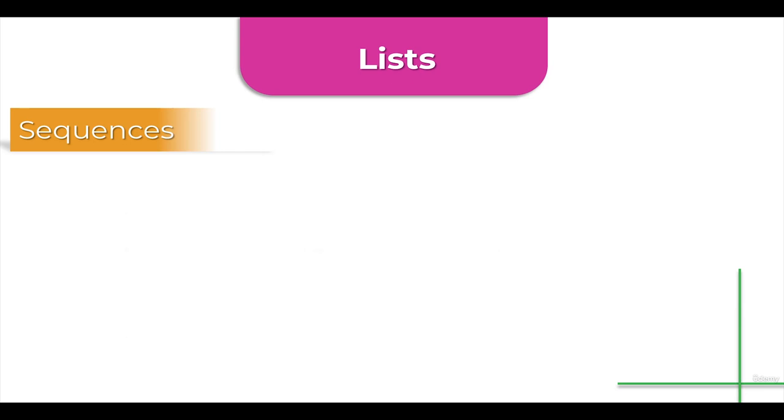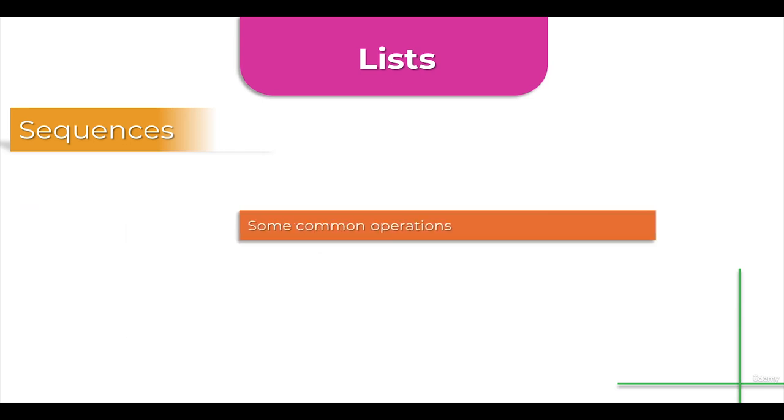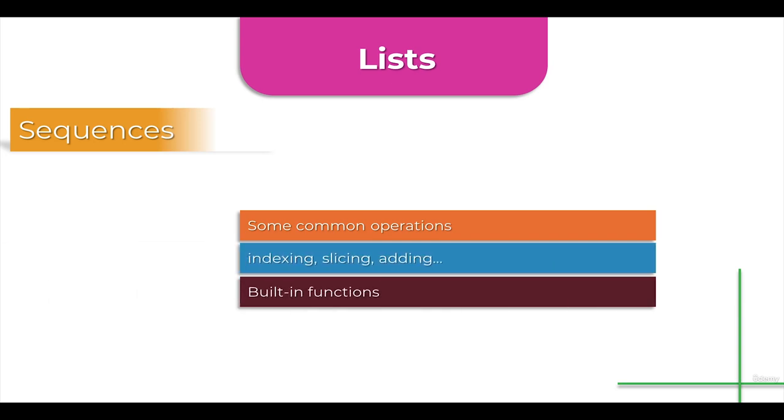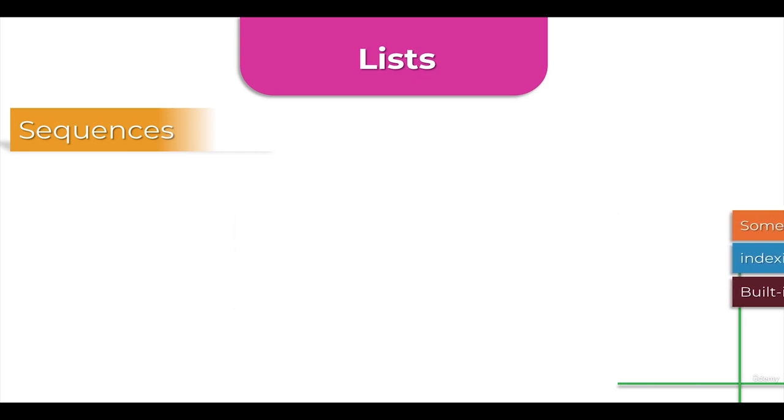Now, there are certain things that you can do with any of these sequence types. These operations include indexing, slicing, adding, multiplying, and checking for membership. In addition, Python has built-in functions for finding the length of a sequence and for finding its largest and smallest elements.